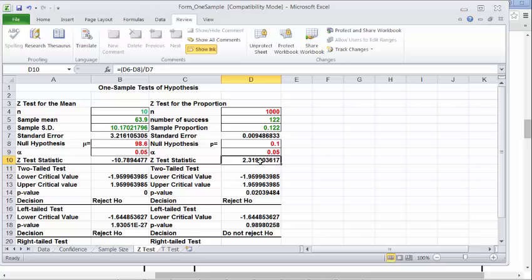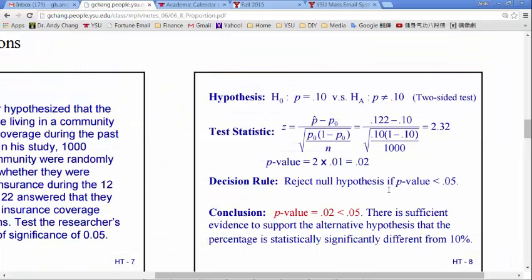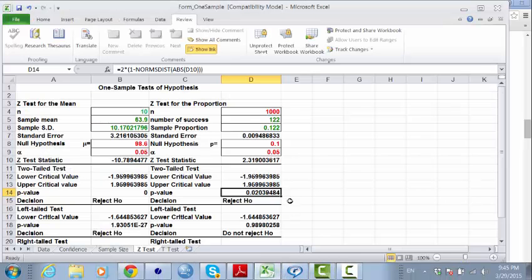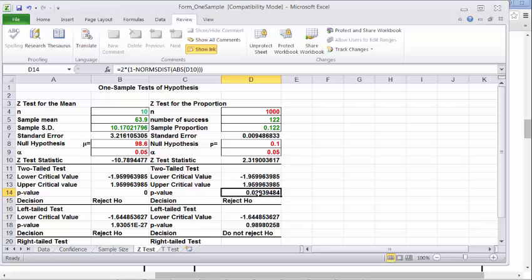That number is the test statistic. You want to do a two-sided test. The p-value is what? It's 0.02. That's exactly the answer you saw in this example. So this Excel worksheet can help you calculate the p-value very quickly, and with that number, you can draw your conclusion right away.